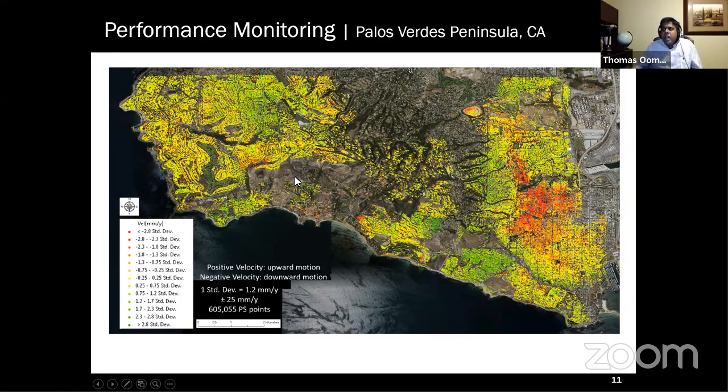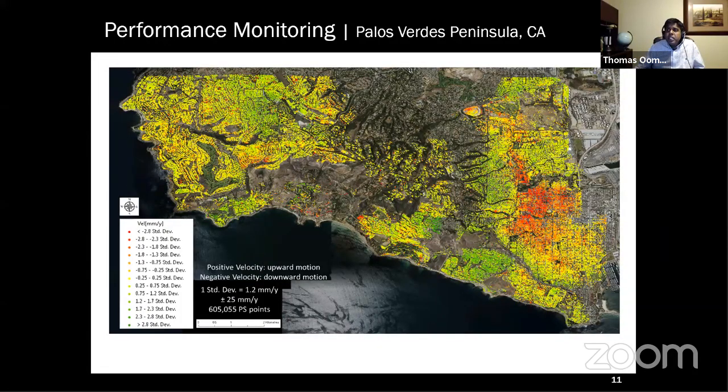Now, why is that? Not having PS points could be from different reasons. In a previous slide, I told you that if the displacement between two satellite acquisitions is more than half the wavelength, we will not get a point. We will not be able to detect it. So these locations may be having large movements. That is one possibility, but you cannot infer that without more investigation. Or there could be rapid changes due to vegetation and other things. So not having points is indicative of something happening or possibly just noise from vegetation. So that needs to be verified further.